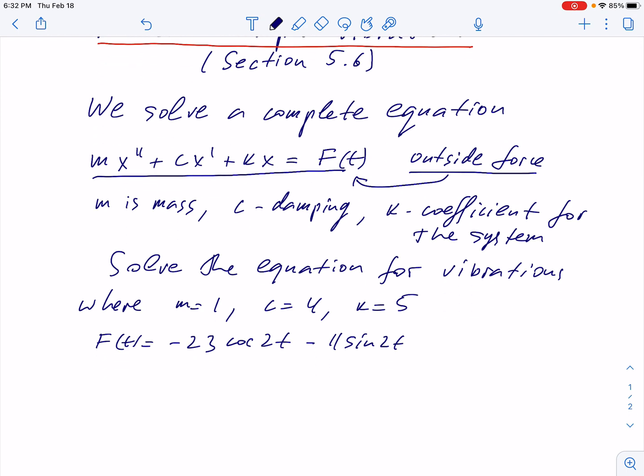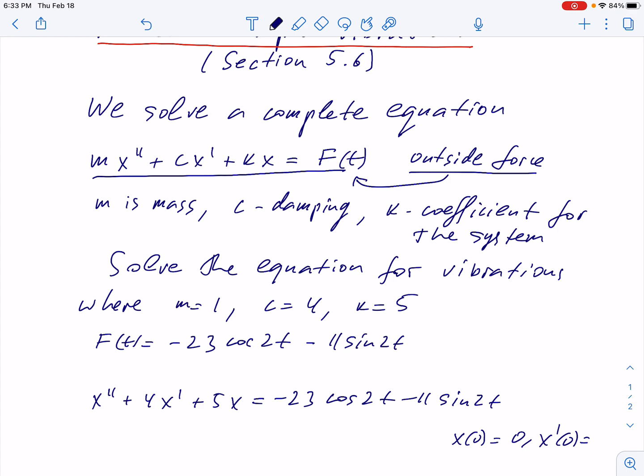Okay, so to solve the equation, first we construct it with the given coefficients. This will be the equation: x double prime plus 4x prime plus 5x equals negative 23 cosine 2t minus 11 sine 2t. And let's take initial conditions: x(0) to be 0, x prime (0) to be negative 1.